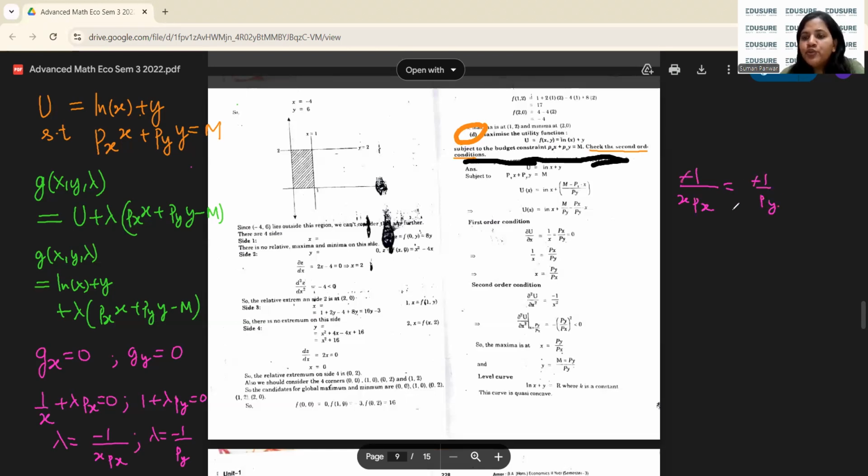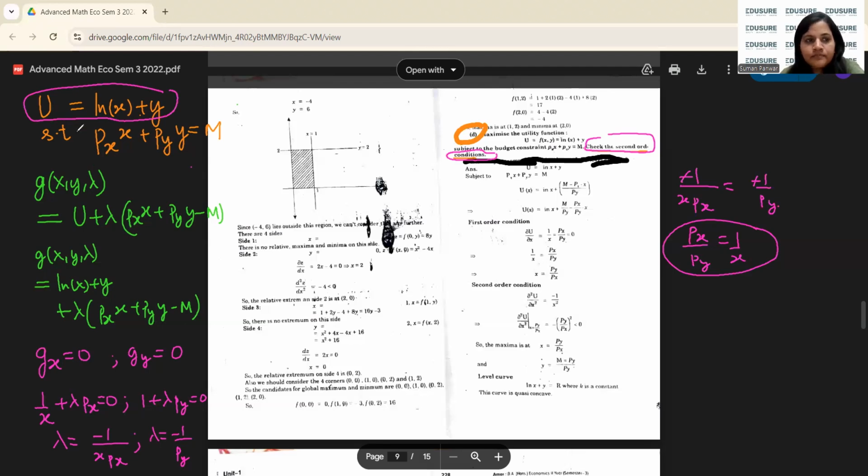So we have px/py = 1/x as the condition for the maxima or minima of the utility function. Now, if we want to verify whether it is a maxima or a minima, we have to check the second order condition. So let us look at the second order derivative, for that looking at u only. If the second order derivative is negative, then we have a maxima.